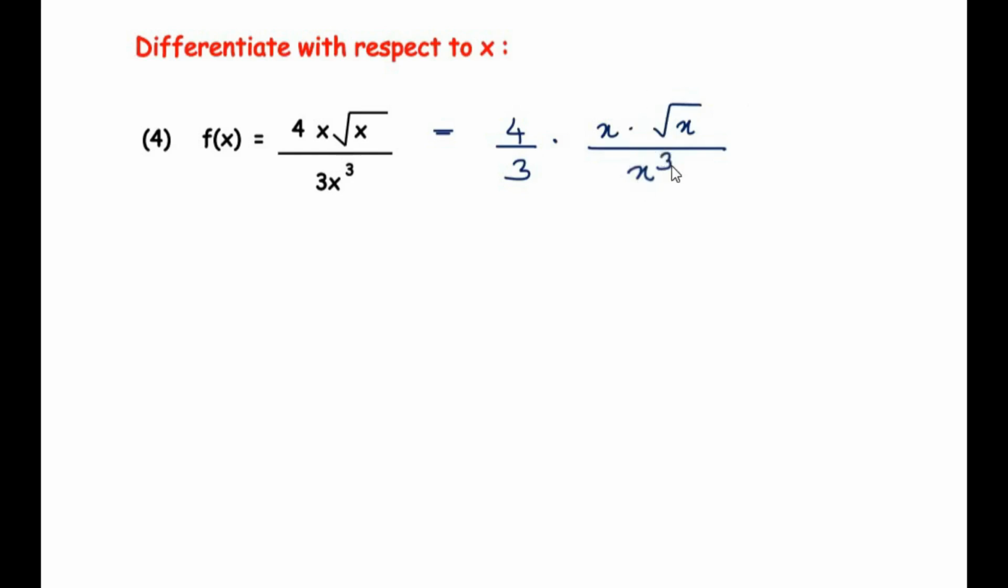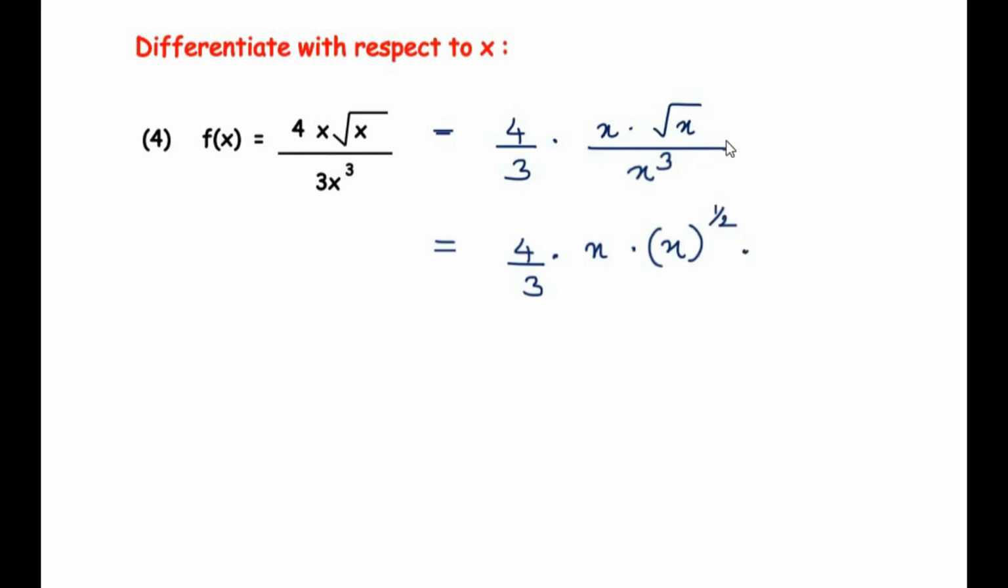Now I'm going to take this x cube to the numerator. So here I'm going to write 4 over 3 times x times, at the same time I'm going to change this radical power into a fractional power. So I'm going to write it as x to the power of 1 over 2. Square root has changed to 1 over 2.